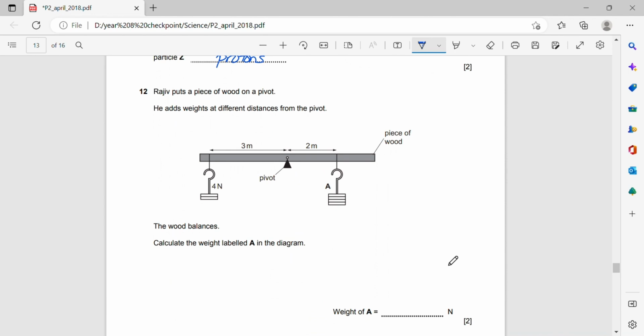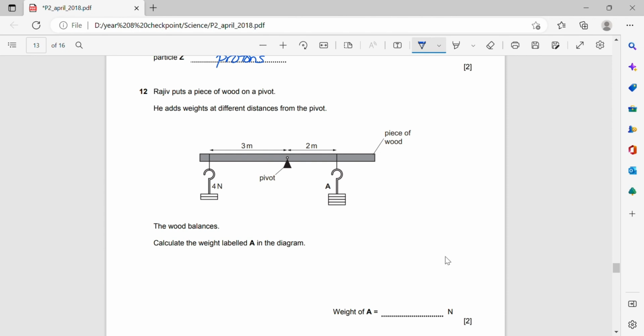Rajiv puts a piece of wood on a pivot. He adds weights at different distances from the pivot. The wood balances. Calculate the weight labeled A in the diagram. This question actually comes frequently. It came in April 2019, paper 1 as well.